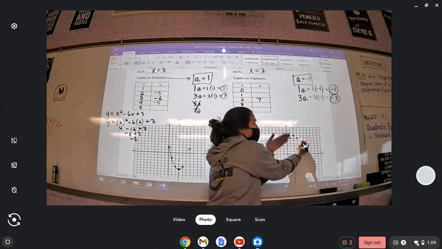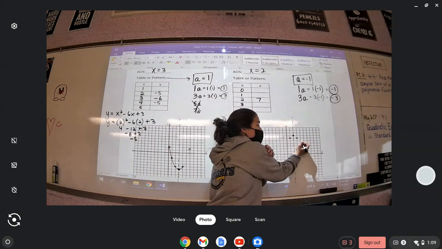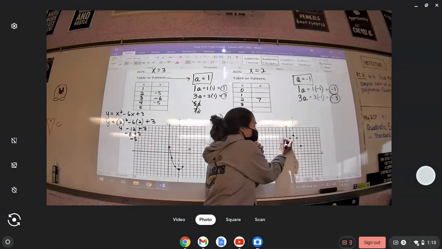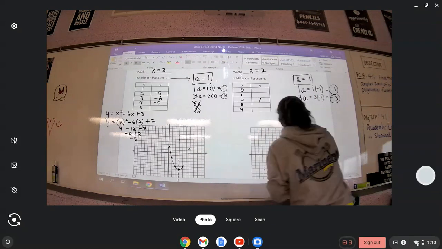Move to the right to the next x-coordinate. How many jumps this time? 3. Go down 3. There's your next point. Go left 1 from here and jump down 3.